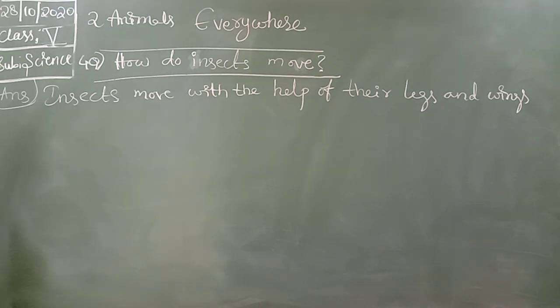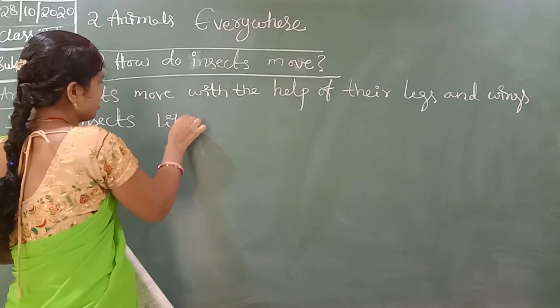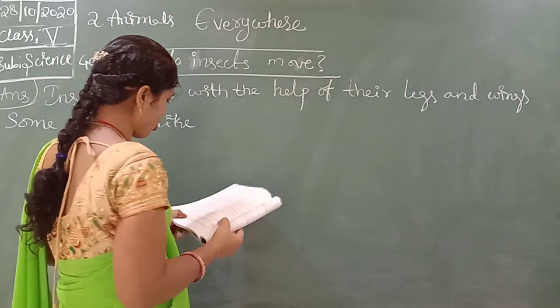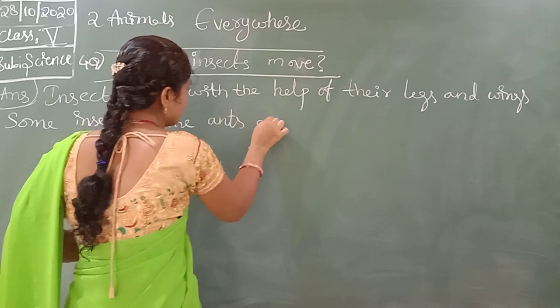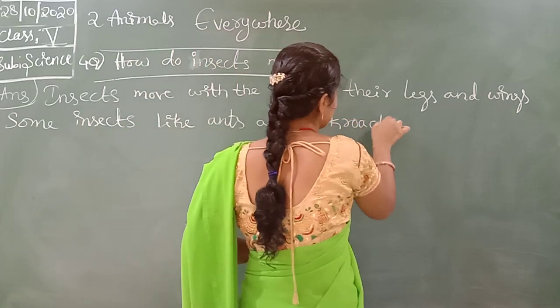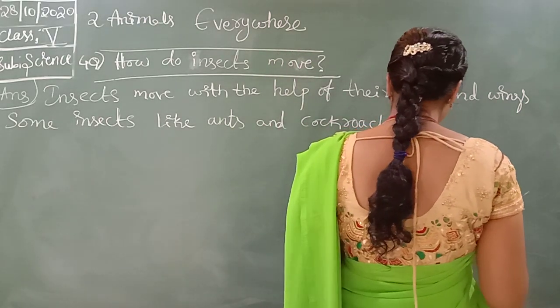Some insects like ants and cockroaches crawl on their legs.